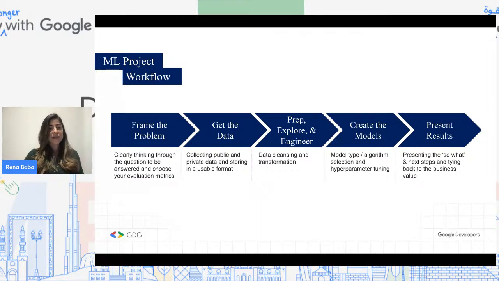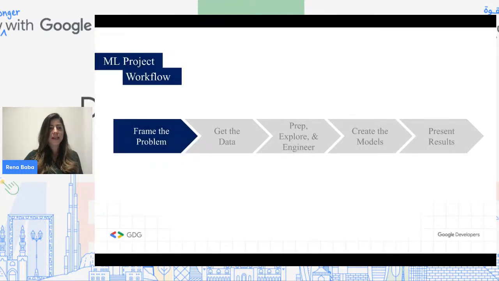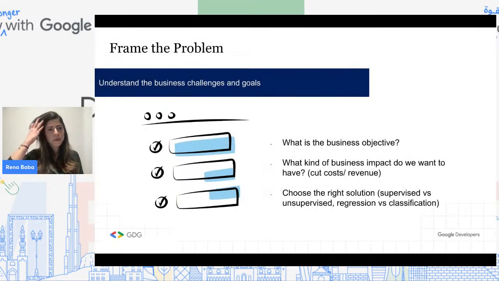So to start with, we're going to start with framing the problem, which is a very simple step, but it's often underestimated, and it has a lot of impact on everything that follows. When we talk about framing the machine learning problem, we need to think about the big picture and the business objectives first. Some of the things that you need to ask yourself in the early stages of your machine learning project is, what is the business objective of this project, and what kind of impact do you want to leave?